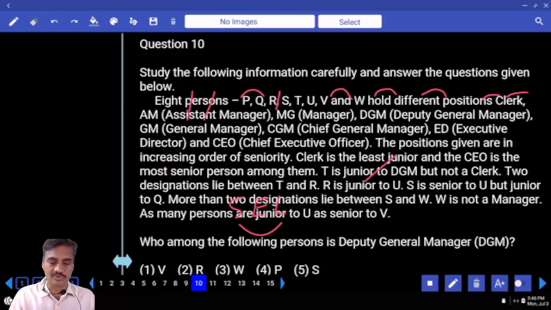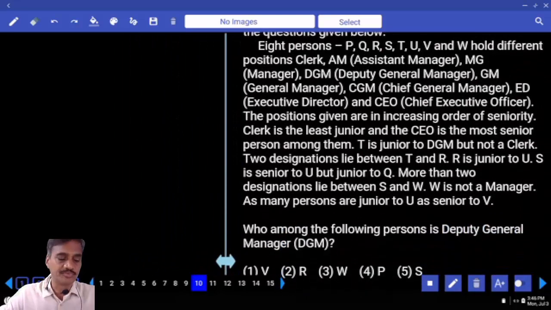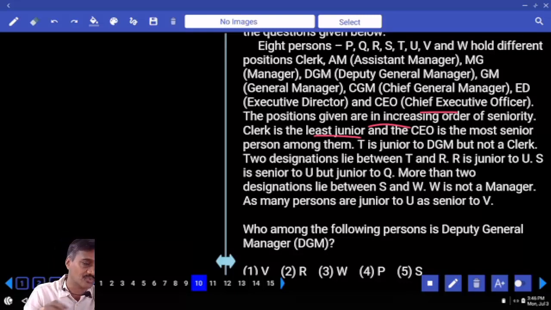The next one, coming to question number 10 onwards. Now in this question number 10, there are some 8 persons and they hold different positions. Whenever these designations are given, you should always check from highest to lowest. Then what is the information here? Now see, the positions are given in the increasing order of seniority. Clerk is the most junior and CEO is the most senior.